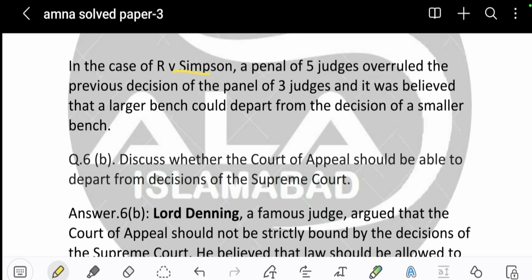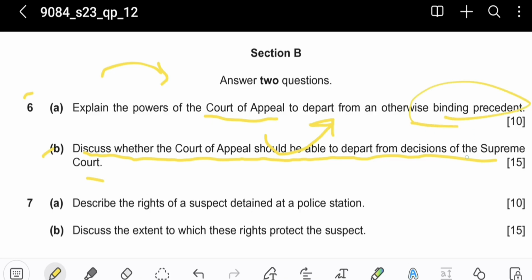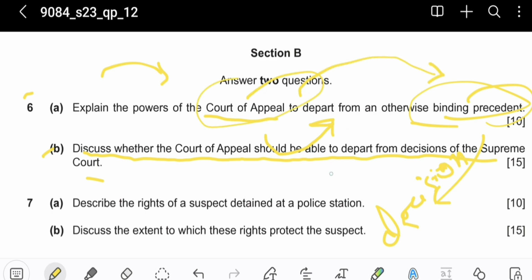Now I will move on to the next question. I have opened the next question, that is question 6b. It says, discuss whether the Court of Appeal should be able to depart from decisions of the Supreme Court. This question is a bit different from the previous one, because in the previous question they asked whether the Court of Appeal should depart from their own binding precedents. Precedents means decisions. So in the first question it was whether the Court of Appeal can ignore or depart from their past decisions. I made that whole answer with different case laws.